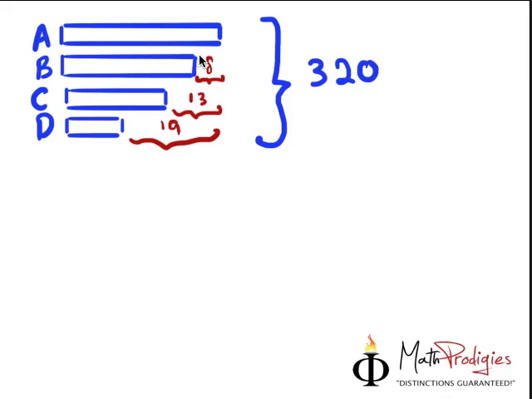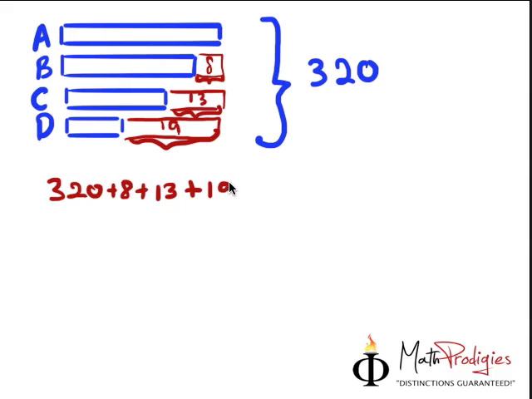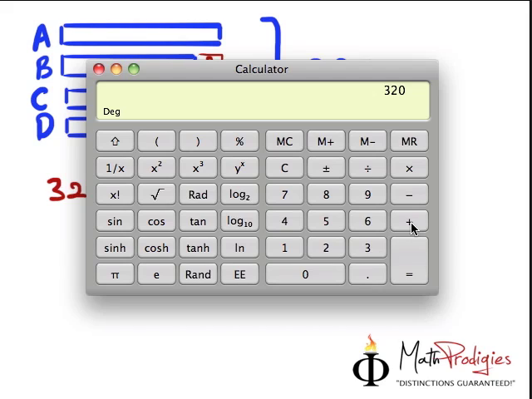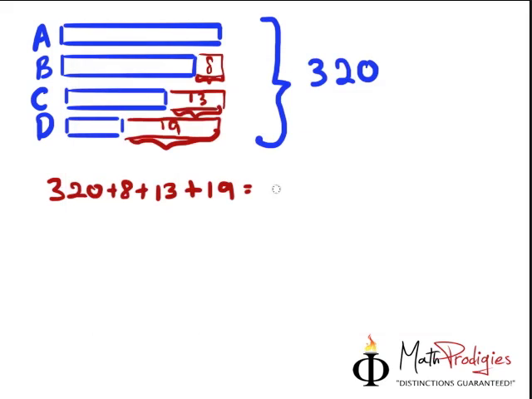Let me just draw this for you. If I draw the 8 here, and the 13 here, and the 19 here, it will be equal to 4 units of A, am I right? So what I want to do first is write 320 plus 8 plus 13 plus 19, and that will give me 4 units. Let's figure out what that is. 320 plus 8 plus 13 plus 19 will give me 360. And 360 will give me 4 units, correct?